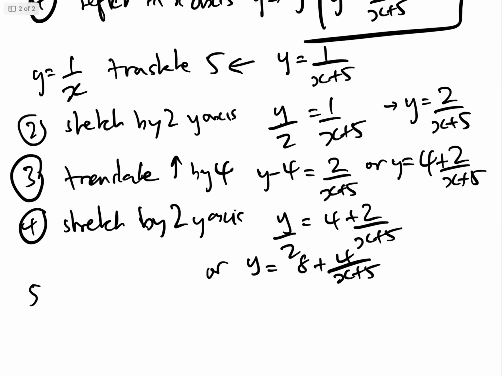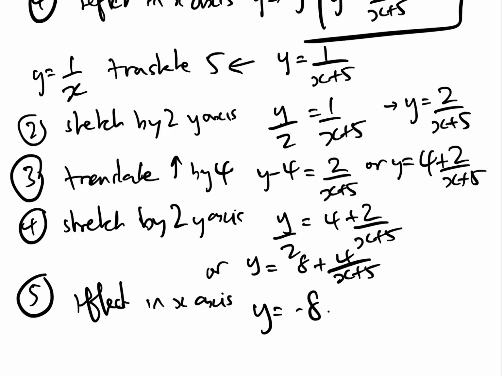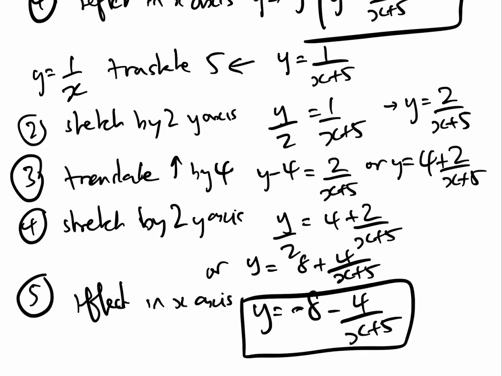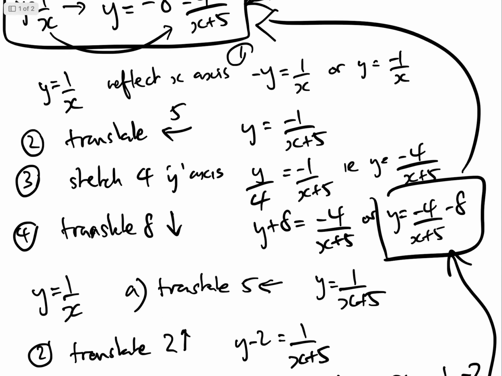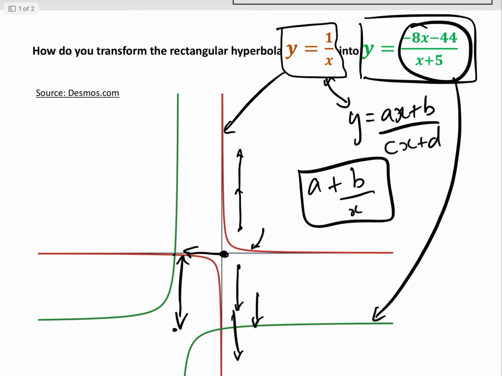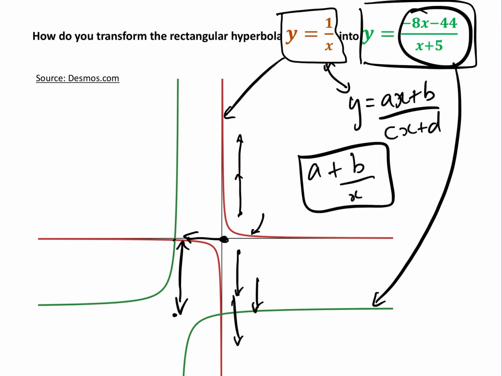And then I can hear you all clamouring, you know what we're going to do finally? We're going to reflect in the x-axis. I replace y by minus y, which gives us y equals minus 8 minus 4 over x plus 5. So there are 4 different ways that we can do it here. And in actual fact, there's an infinite number of ways, but these are the 4 different ways. All you need to do is first get it into this form, and once you've got it in this form, you just need to look at your reflections and your translations.